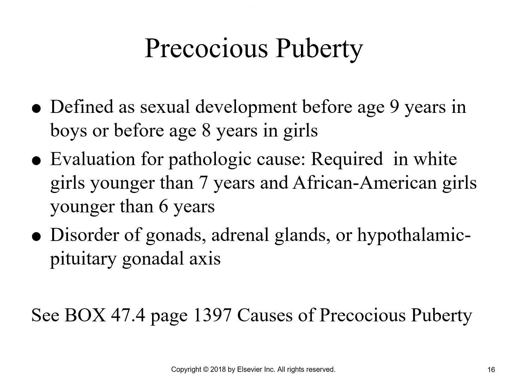Precocious puberty is talked about on page 1397, box 47.4. It's defined as sexual development before 9 years of age for boys and before age 8 for girls. Evaluation for pathologic cause is required in white girls younger than 7 years of age and African American girls younger than 6. Disorder of the gonads, adrenal glands, or hypothalamic pituitary gonadal axis.